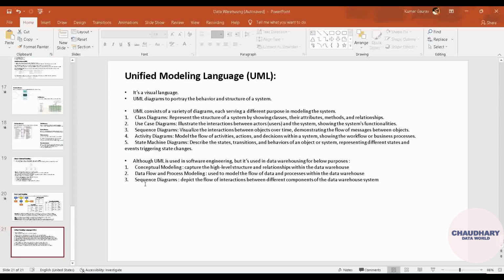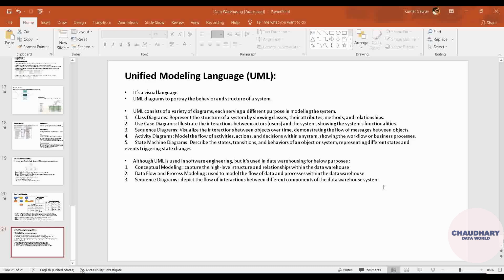After that, we have data flow and process modeling, that is, how the data is going to flow and how our process is going to be executed. All these are represented with UML. After that, the sequence diagram, which is of course a required one, showing the sequence of the data flow and all. And the interaction between different components of the data warehouse system, the whole overview architecture of your data warehouse, can be represented by Unified Modeling Language.